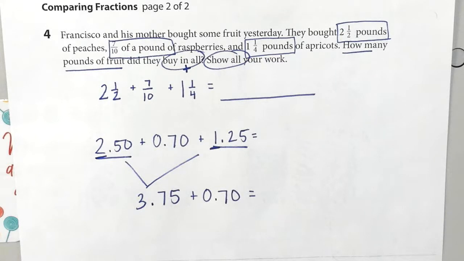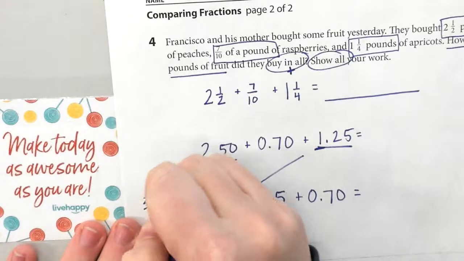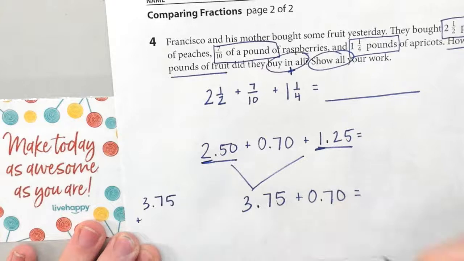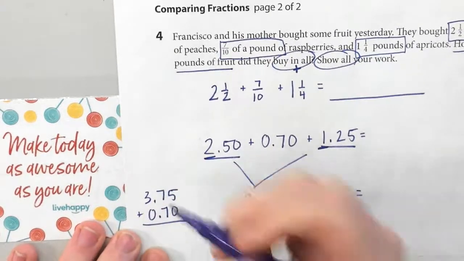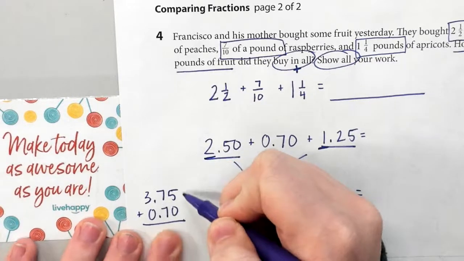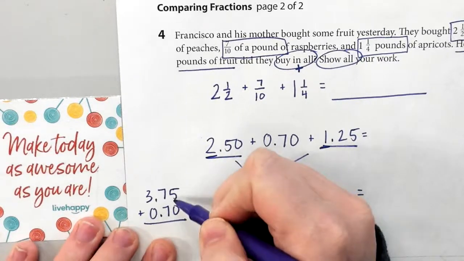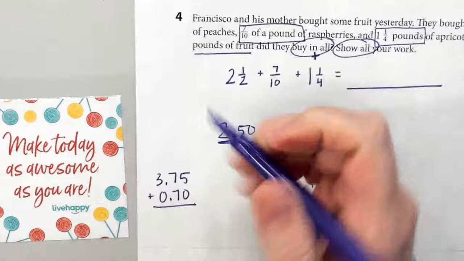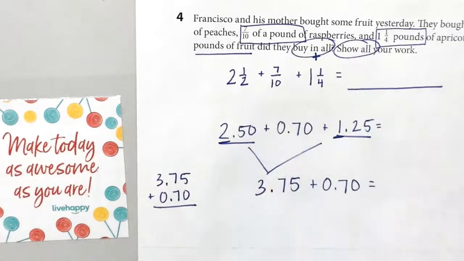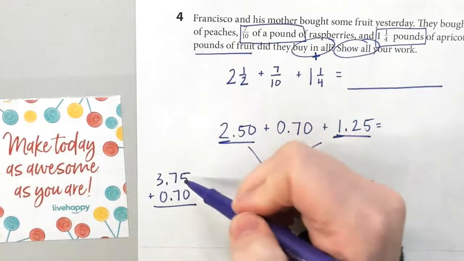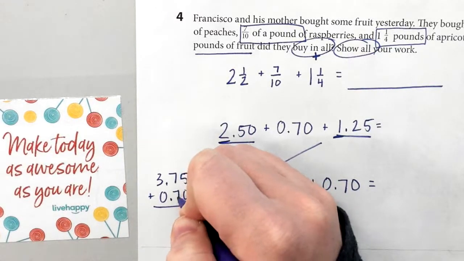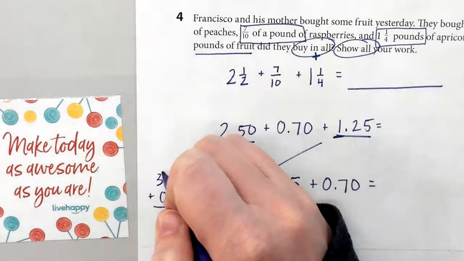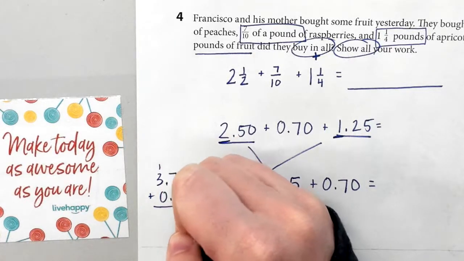Now I need to add $3.75 plus 70 cents. I'm going to rewrite it over here. Notice how I line up my decimals so everything is nice and lined up to ensure accuracy. Go ahead and add these together. 5 plus 0 is 5, 7 plus 7, or 70 cents plus 70 cents would be $1.40.